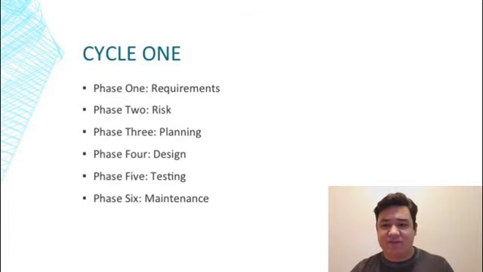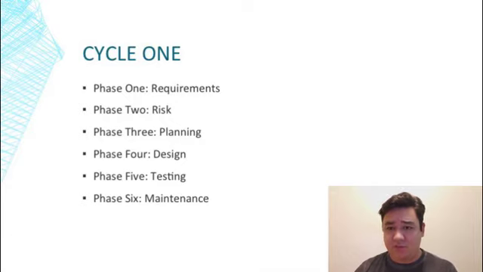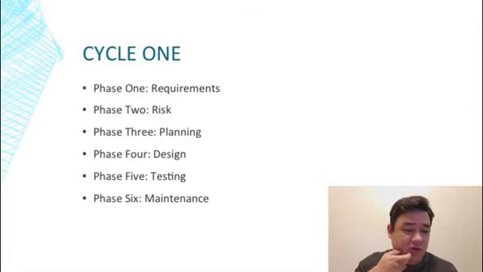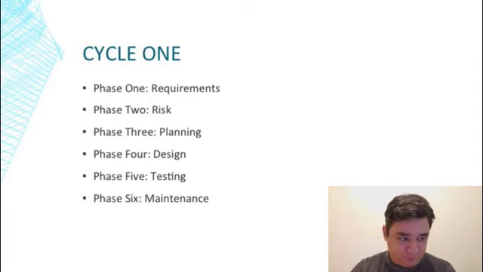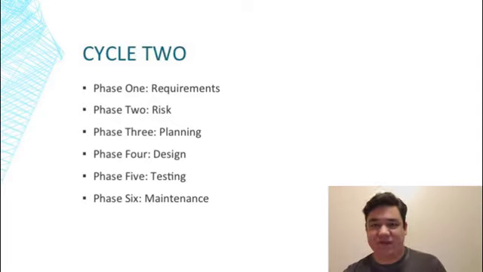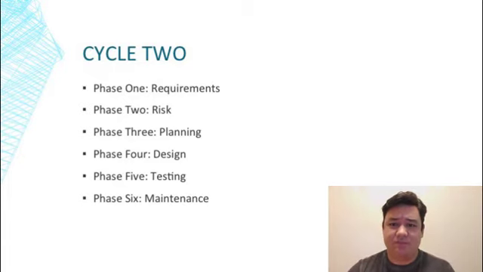The sixth phase is the maintenance phase, in which it's released and then used by the general public, or whoever is going to end up actually using the product. They'll use it, and whatever feedback you get is added to the next cycle. The next cycle has the same phases.